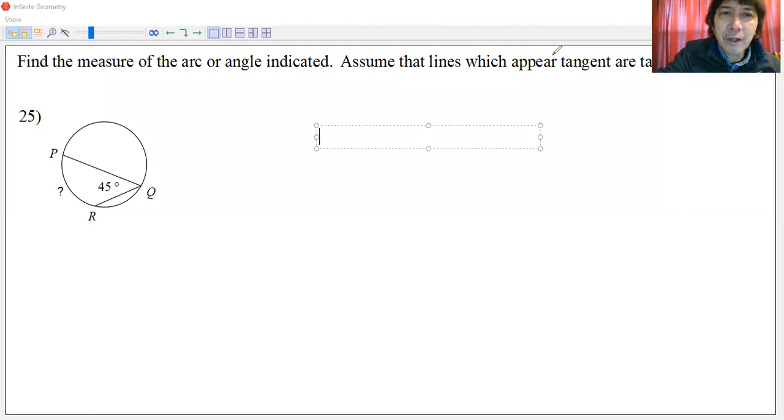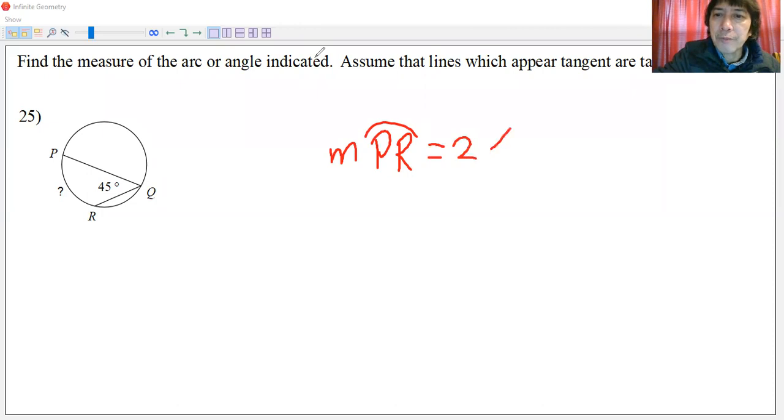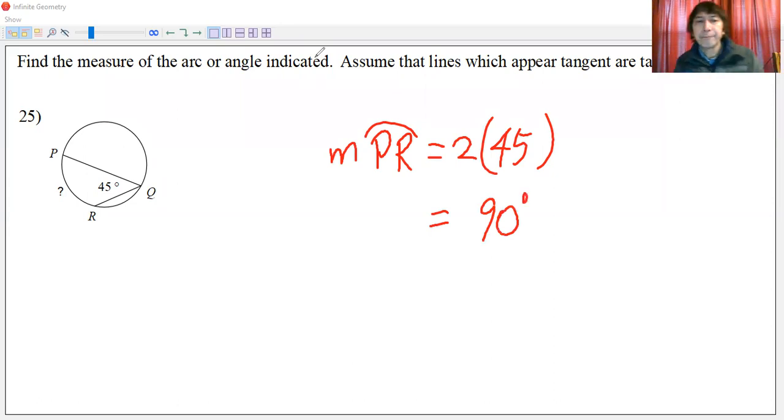Our arc with a question mark, arc PR, is just 2 times the 45, which is equal to 90 degrees there. All right, that's the answer. It's 90 degrees there. Find the measure of the arc. Arc is 90 there.